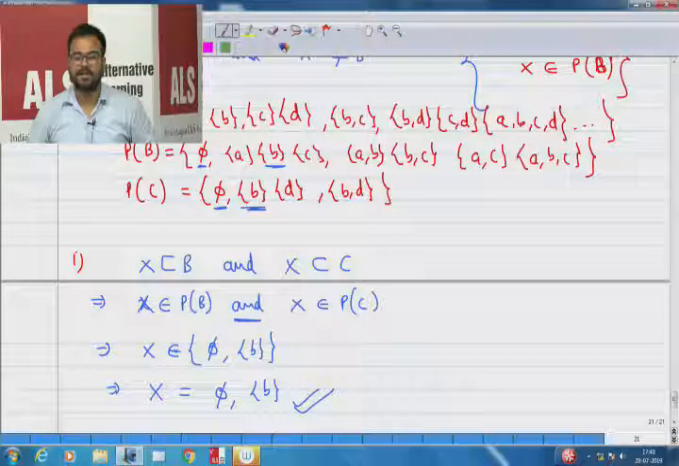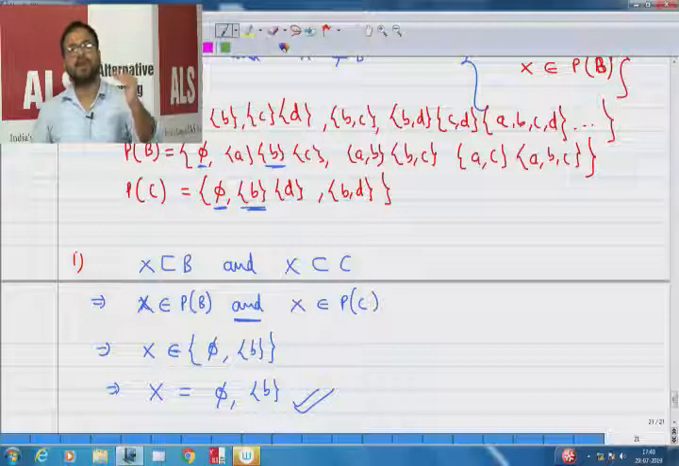Are you getting it? Shillong and Kohima? We just figured out the common elements from the power sets of B and C, because the AND notation is used in between.